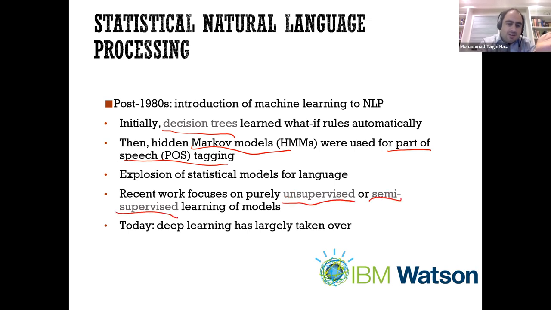Essentially, in supervised learning, we know what the input is and what the output is. In unsupervised learning, we don't know what the correct output should be, in some sense. And nowadays, probably since around 2010, deep learning has largely taken over, and we talk about some of the techniques in this session.